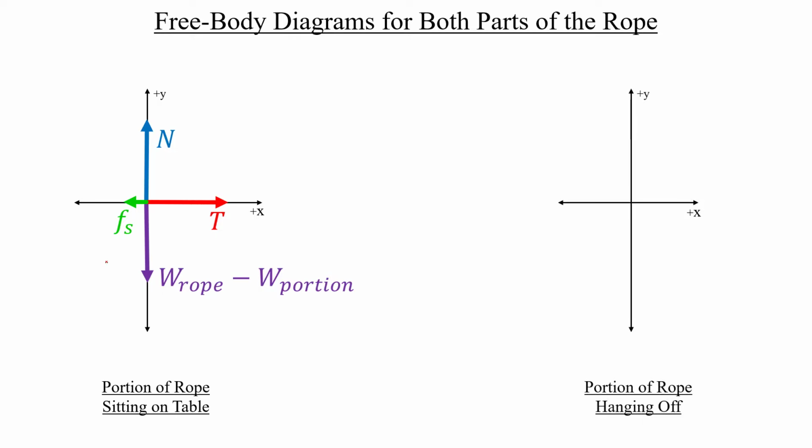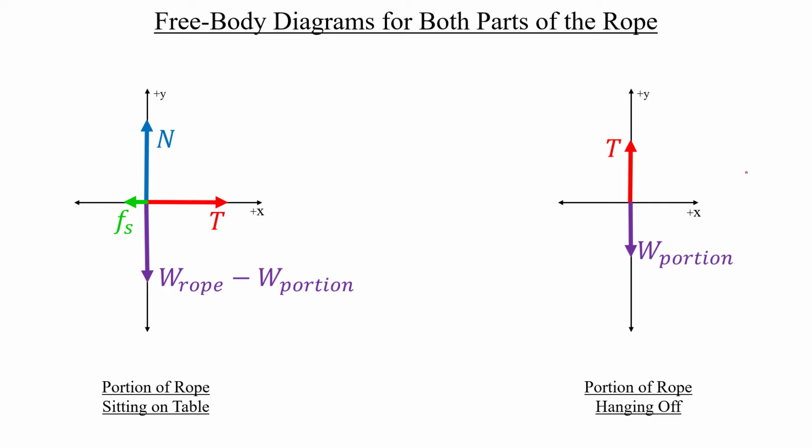It has far fewer forces acting on it. There's just the weight of the part that's hanging over acting straight down. And there's no normal force because there's not a table for that portion that's hanging off to rest on. So instead, we have the tension of the rope pulling up. And this tension and that tension are going to be the same magnitude. Okay, they are the same. And that's it for all the forces on both of these parts.